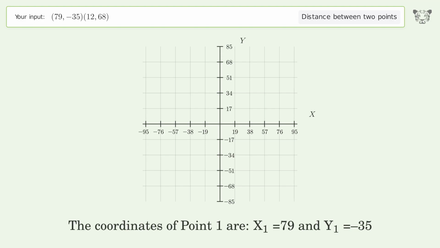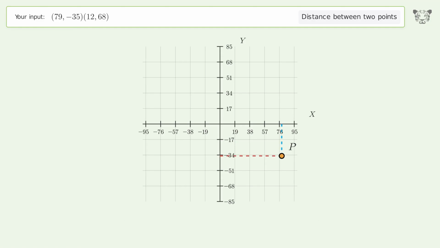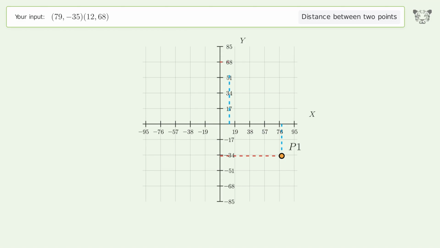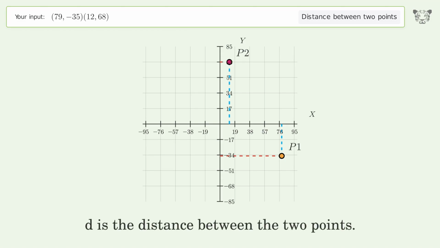The coordinates of point 1 are x1 equals 79 and y1 equals -35. The coordinates of point 2 are x2 equals 12 and y2 equals 68. D is the distance between the 2 points.